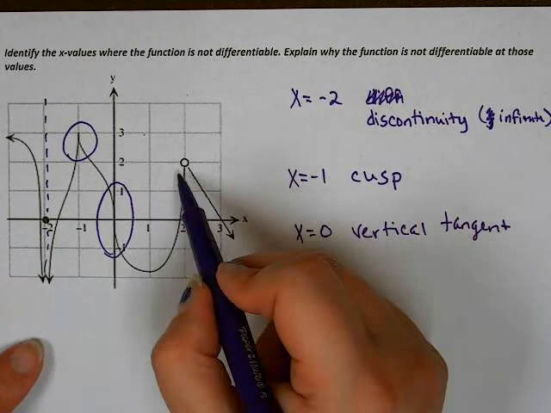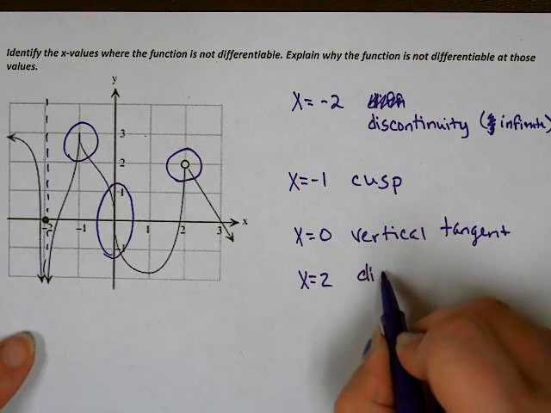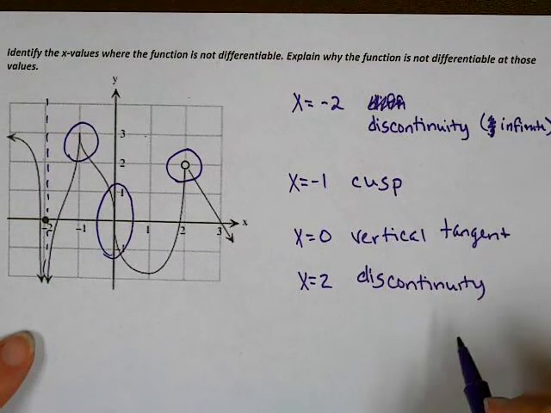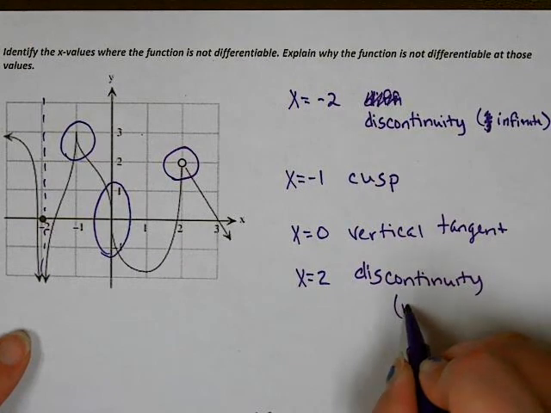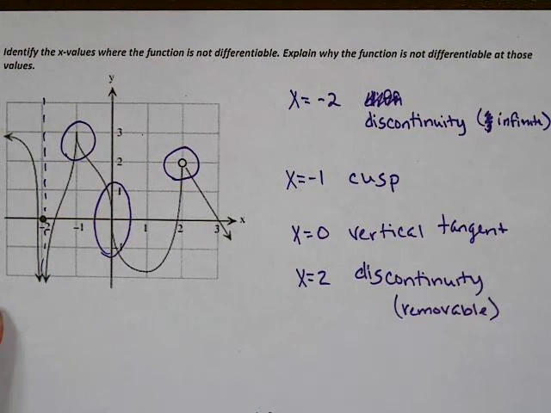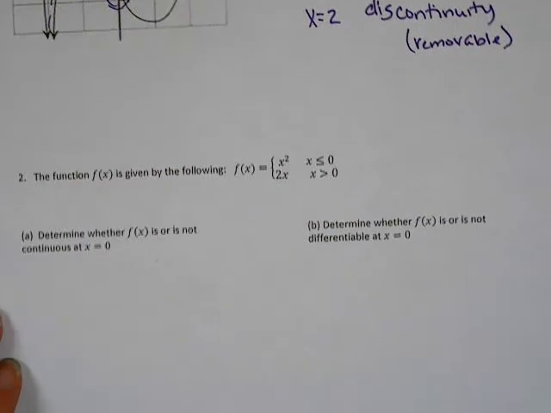And then the last place that I notice the problem is at x equals 2. There is a discontinuity there. And that particular discontinuity, it's a hole, so it's removable. All right, so anytime you're looking at a graph, those are the things you're looking for. Either an infinite discontinuity or a removable discontinuity or a jump discontinuity, a cusp, a vertical tangent, or the other option is a corner.